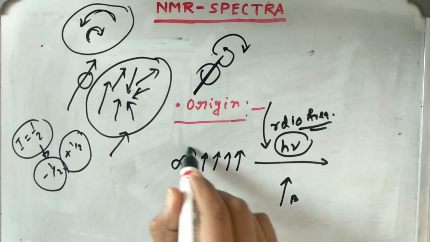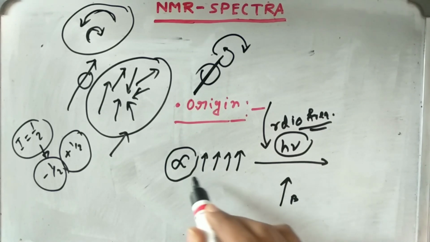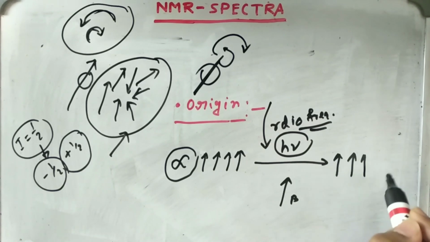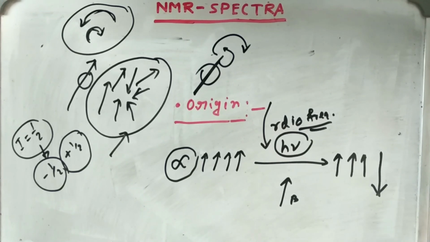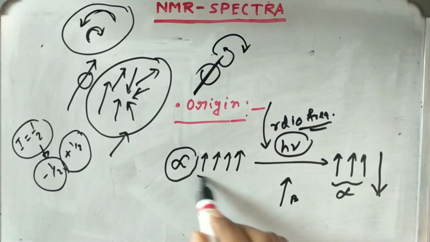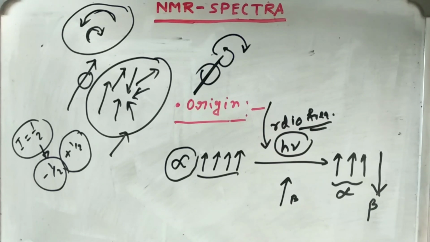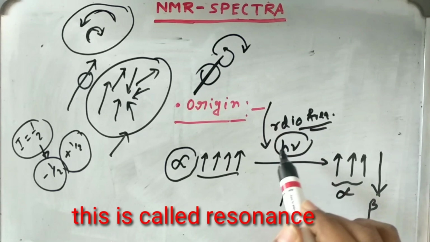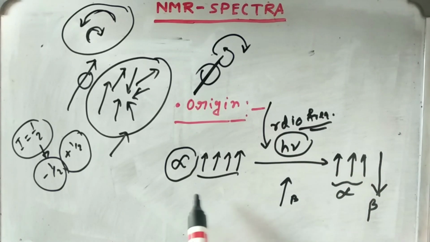So what will happen? Alpha spin state and beta spin state: the alpha spin state will be converted to the beta spin state. Say 3 spins stay the same but 1 spin changes. These 3 remain in alpha as before, but this one changes to beta, and this change is the key factor in showing the NMR spectrum. This energy difference shows the NMR spectrum; this is its basis. So when we apply the magnetic field along with radio frequency energy, this kind of spin flipping occurs, and that gives us the NMR spectrum.